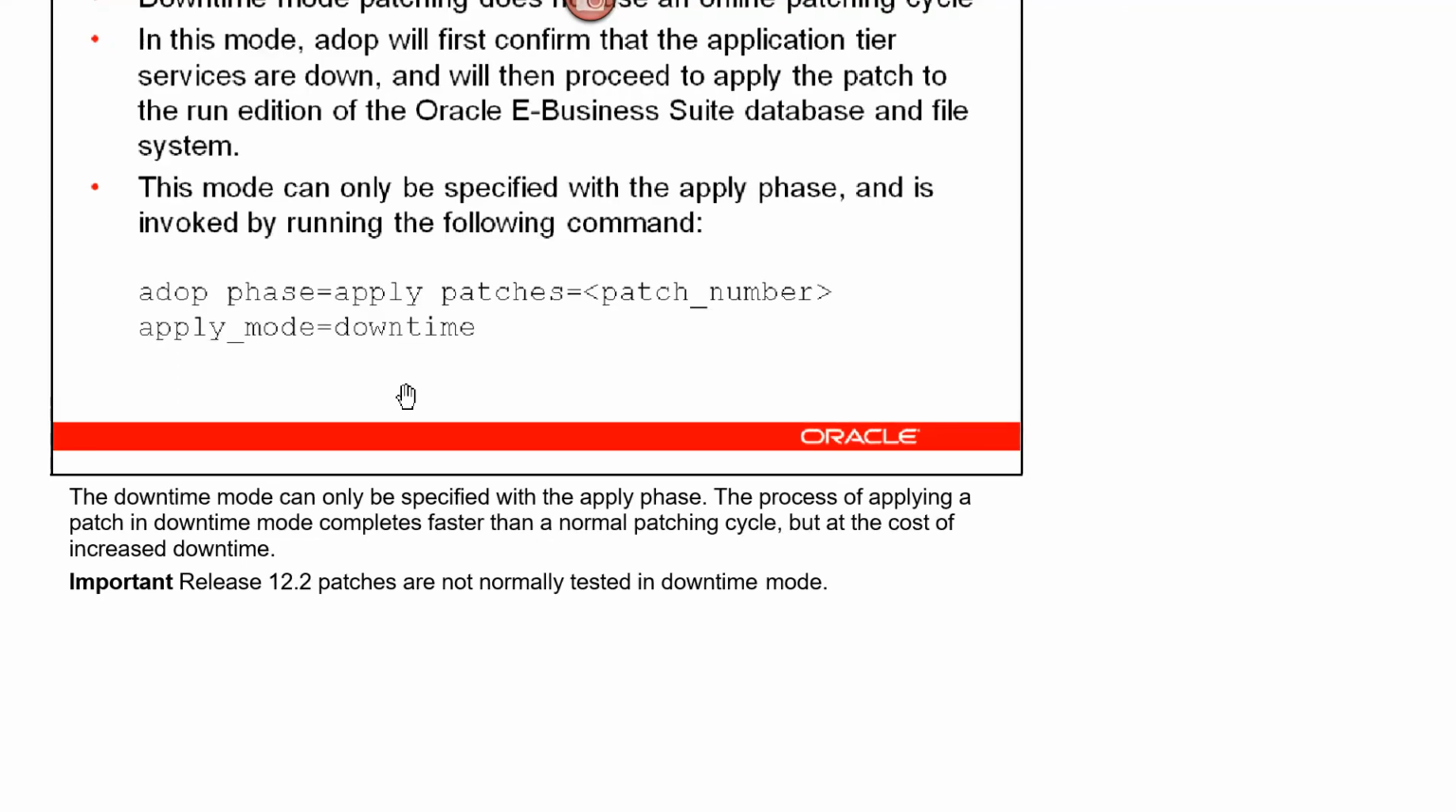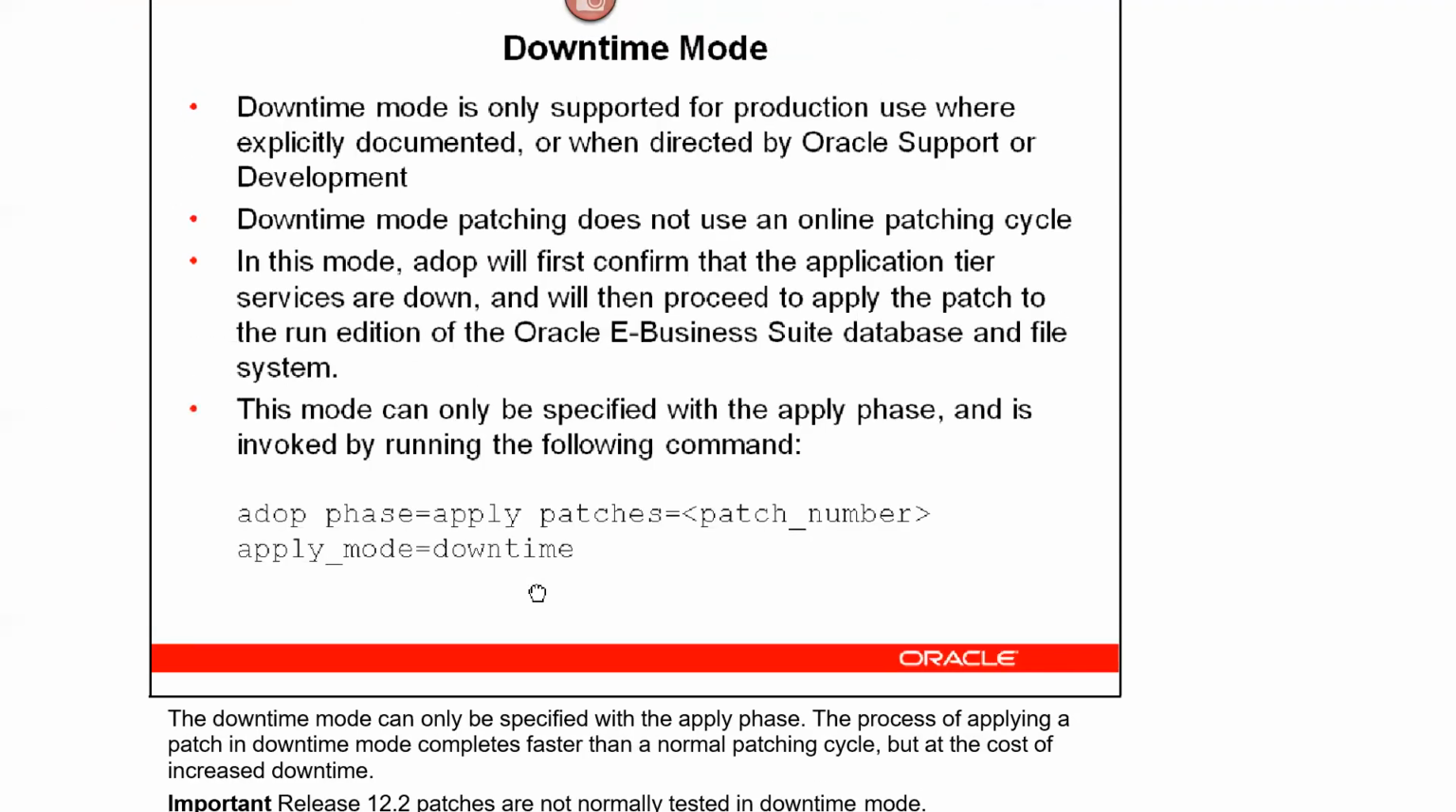I was telling you about apply mode downtime. Sometimes a very small patch is there and we don't want to go through the entire patching cycle. The patching cycle is preferred, but sometimes if you don't want it, you can use apply mode downtime. Even when you apply the patch from 12.2.0 to 12.2.12, you say apply mode equal downtime because it involves a lot of changes. That's why Oracle says to use apply mode downtime. For this, your application has to be down, and it will apply only on the run file system.